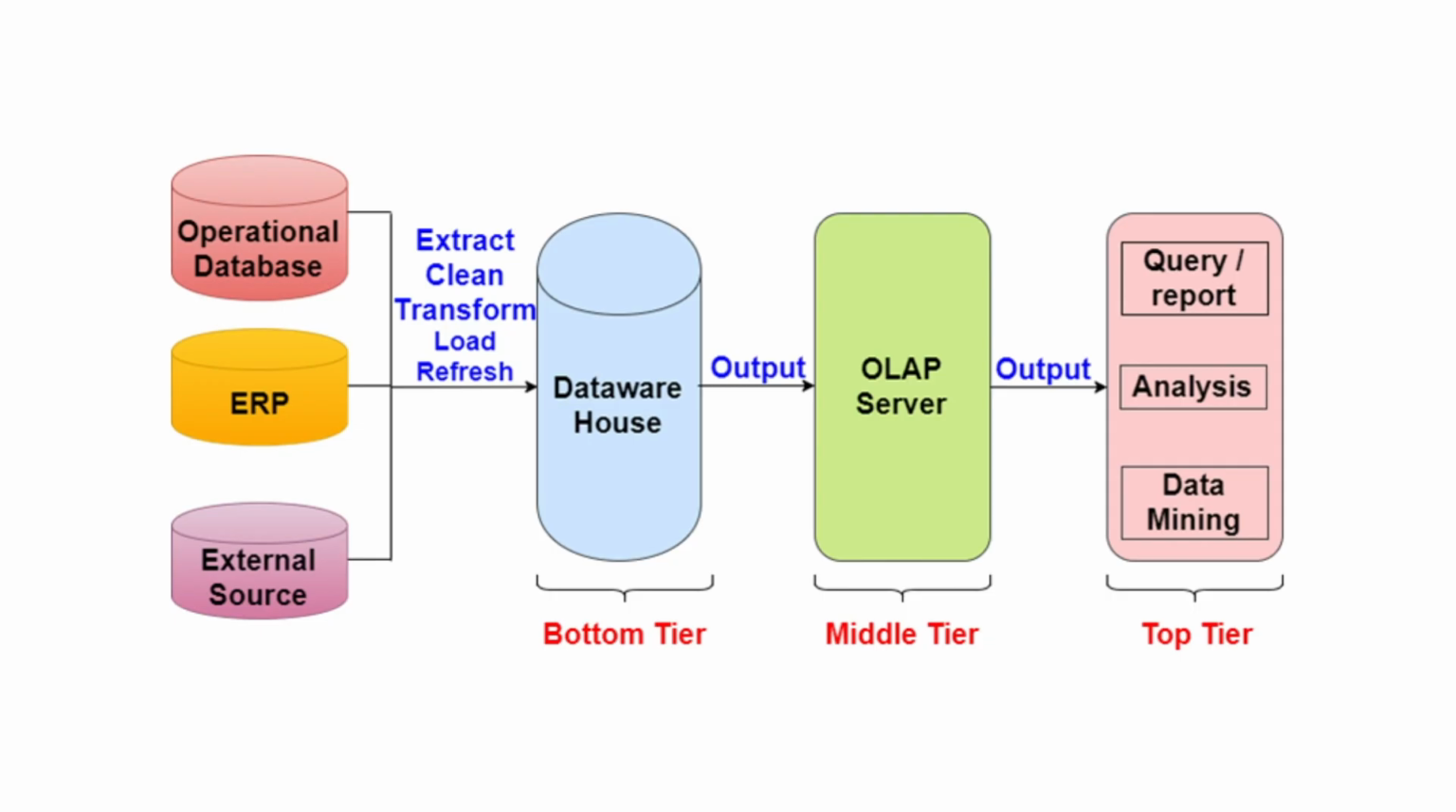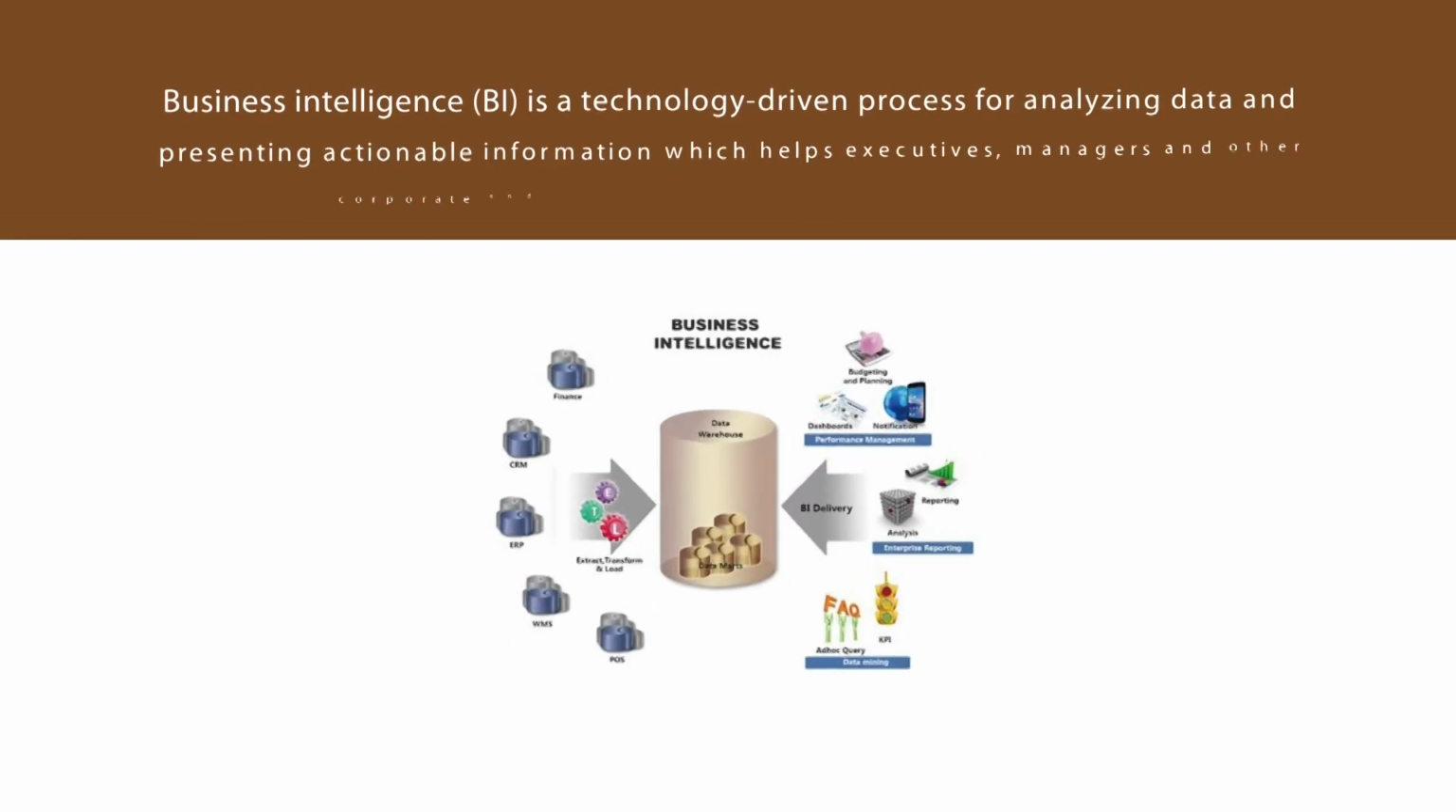So external sources are there, then extract, clean and transform, load, refresh, then output. Data warehouse is there, then OLAP servers are there, and output, query, report, analysis, and data mining. Data mining we have already talked about. So this bottom tier, middle tier, and top tier is where data starts in a raw manner and moves in a data mining approach. So this is business intelligence.